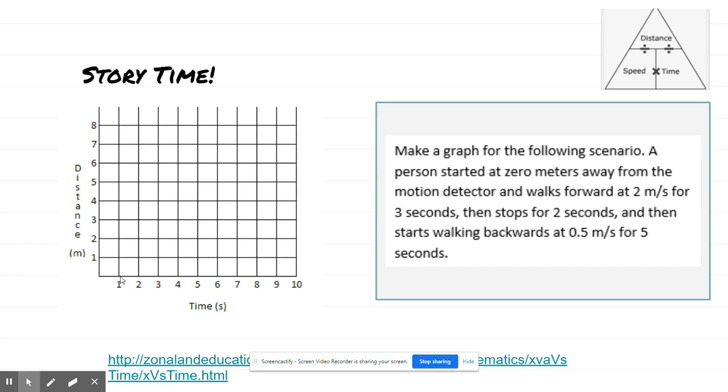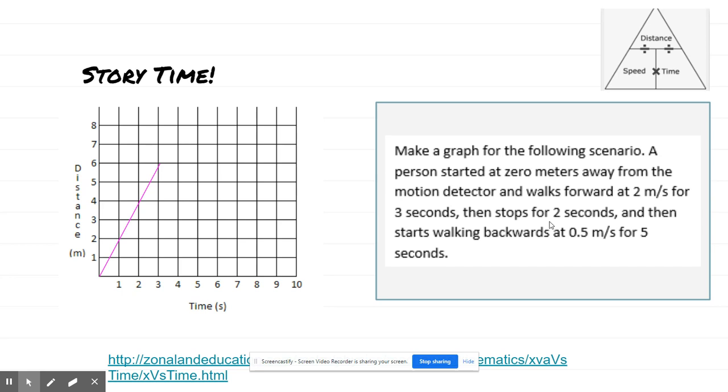So every second we have to go up 2 meters. So 2 meters per second. There's 1 second. 2 meters per second. There's 2 seconds. 2 meters per second. There's 3 seconds. Okay, so we draw that line.